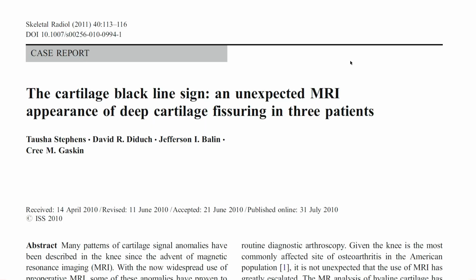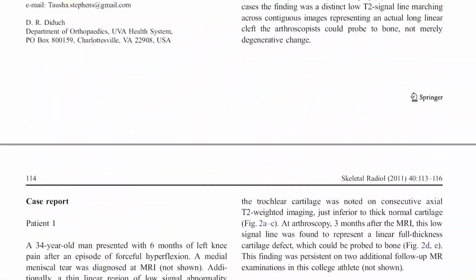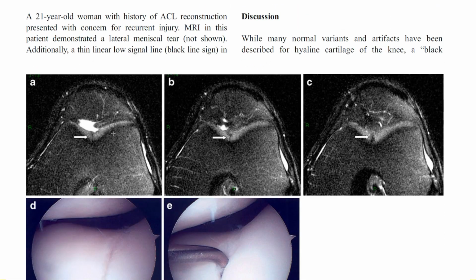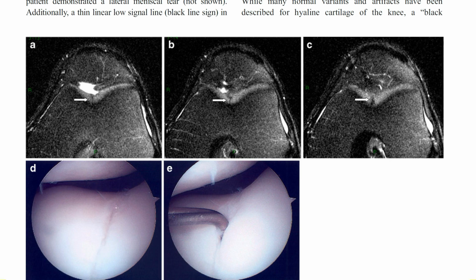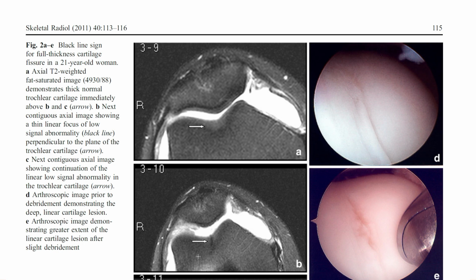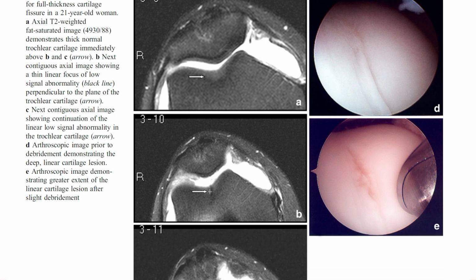This report here by Stevens was the first publication describing the sign here, the cartilage black line sign, and it's from 2011. We can have a look at the images here, and you can see that he is showing this black line here, and in arthroscopy it was corresponding to this fissure here. And here in another patient, here the fissure, and here on arthroscopy.